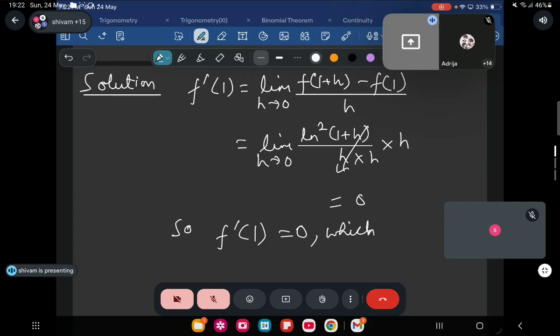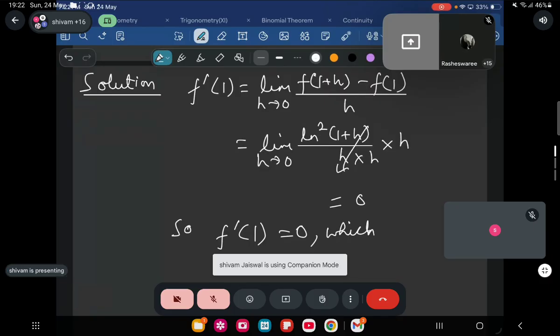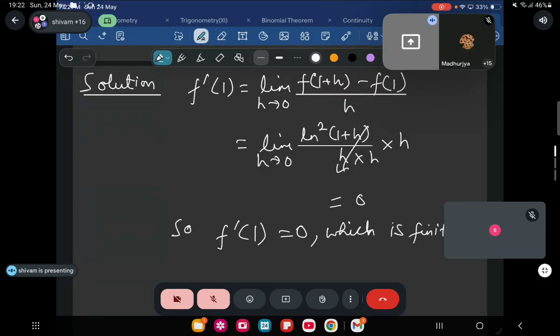Those who are online, are you people getting? Joytro, Rasheshwari, Pratyay, Anvesha, Shirika, Madhurjo? It's finite. Shamali, are you getting? Yes or no? It's a finite quantity. Samragni, is it clear? Okay, f dash at 1 equal to 0.